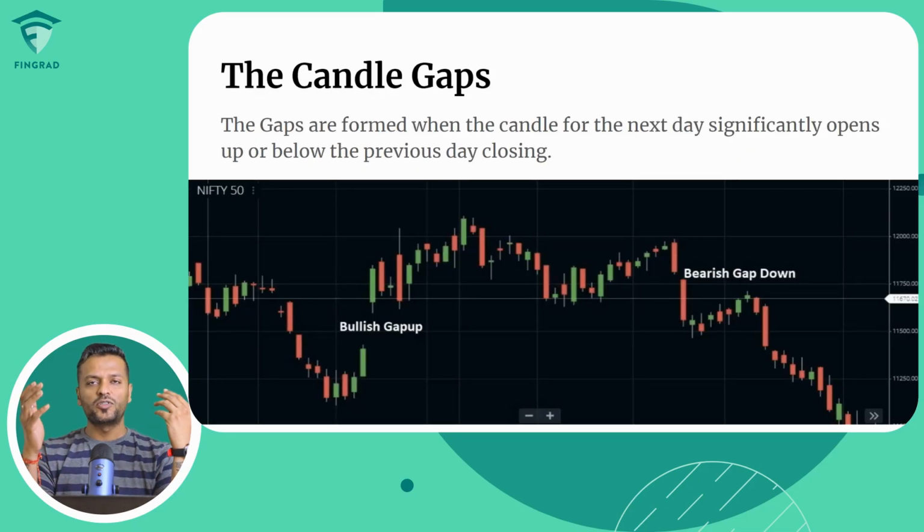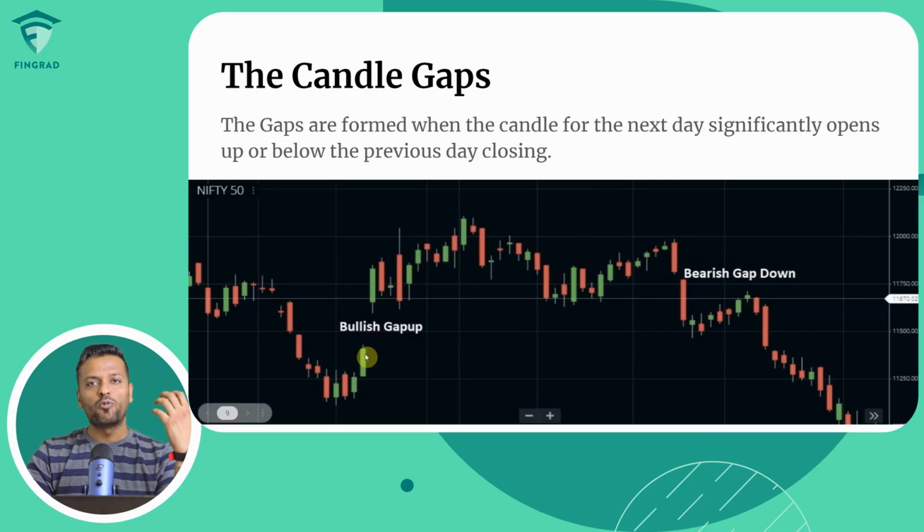So what is the gap formation? The gap formation is that pattern in which the open of the next day is significantly above or below the previous day close. There is a massive price gap and it actually tells a lot about the momentum in the market. Now if you look at this picture on the chart, this is a Nifty chart. You can see both a bullish gap up and a bearish gap down.